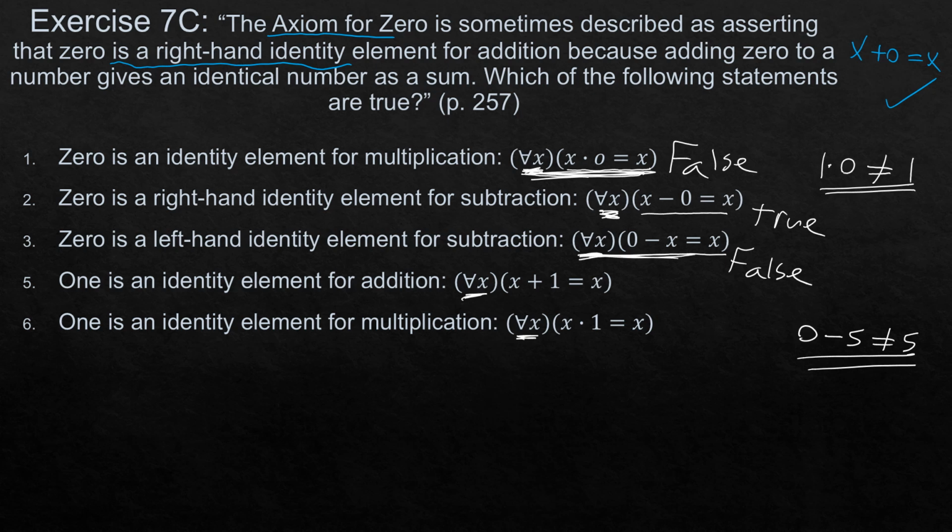Number 5, 1 is an identity element for addition. For all x, x + 1 is equal to x. Again, that's obviously false. Number 6, 1 is an identity element for multiplication. For all x, x times 1 is equal to x. This is true.